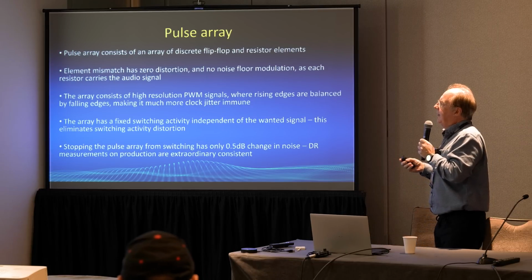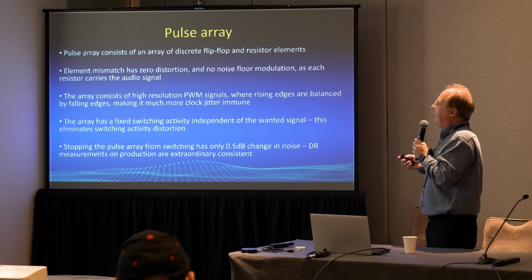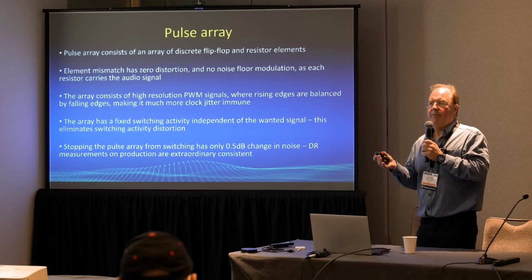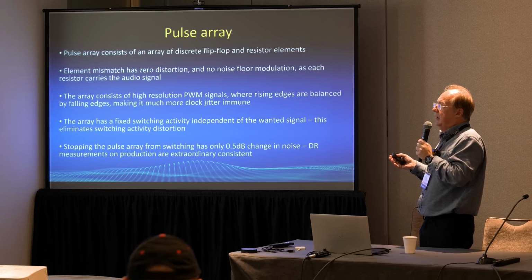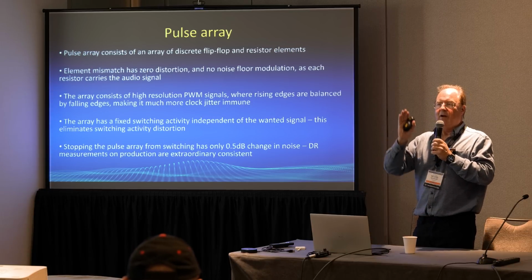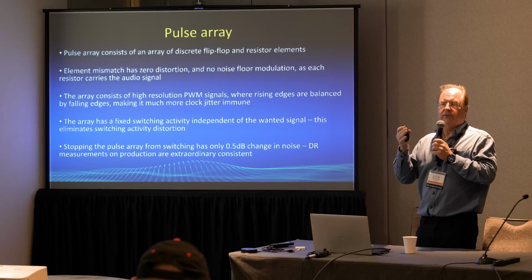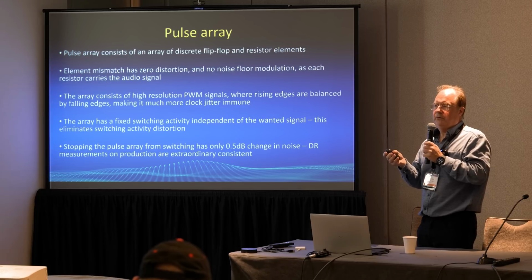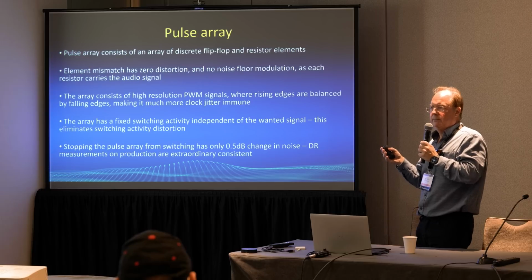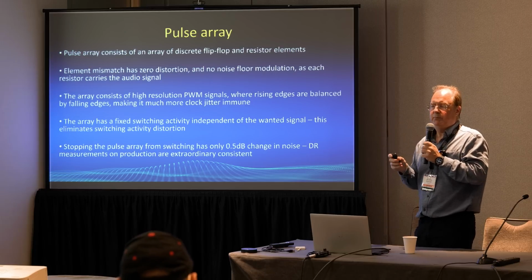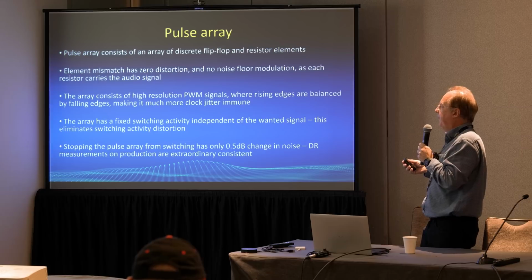Pulse Array is the only DAC conversion technology that looks at transient reconstruction, small signal accuracy, and noise source modulation. What it is, it's an array of discrete flip-flops and resistors. They're all PWM signals on the Pulse Array, and what I've got is a rising edge balanced by a falling edge. That means that your jitter sensitivity is reduced. It's also, as it's PWM, a constant switching activity. So we don't have any problems with signal correlated glitch noise causing problems.